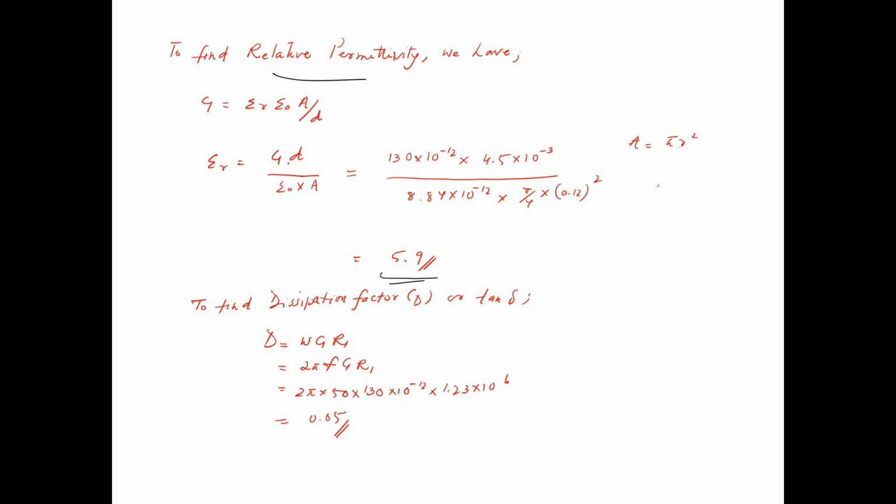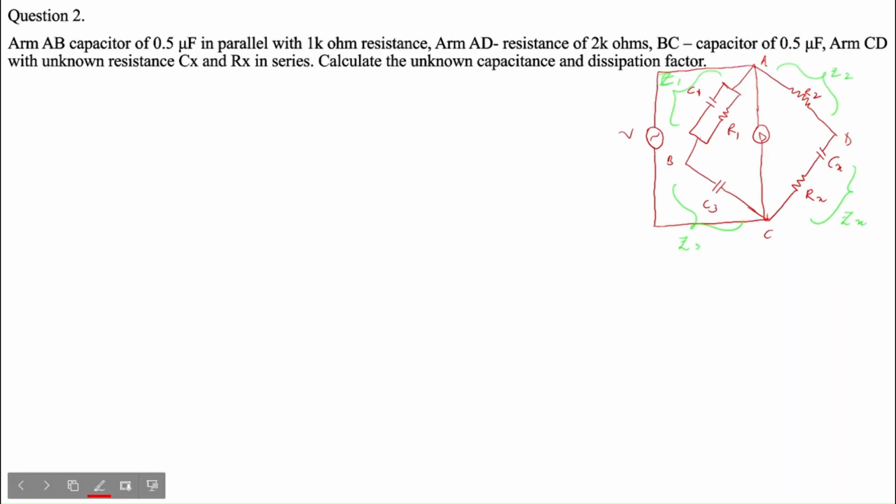And to find the dissipation factor, which is represented by D or tan delta, D is equal to omega C1 times R1. Omega is equal to 2 pi f. The frequency is given as 50, and substituting this into the formula, we get dissipation factor equals 0.05.